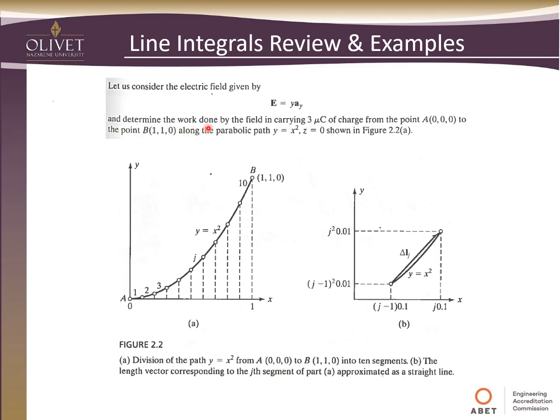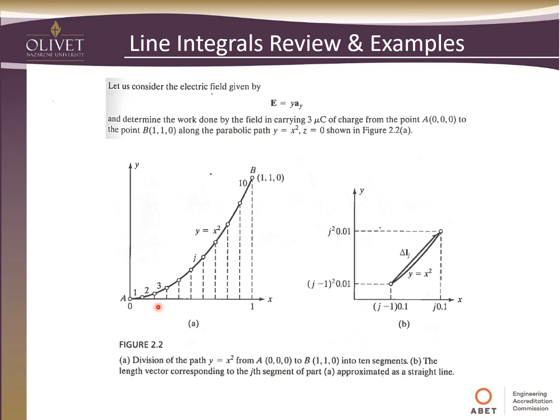So we want to determine the work done by the field in carrying a charge. Now our charge is 3 microcoulombs, so 3 times 10 to the minus 6 coulombs of charge. And we want it to go from point A, which is down here, 0, 0, 0, our origin, to point B, which is up here, 1, 1, 0. And we want it to travel along the path y equals x squared, so it's going along this parabolic path. It's not going in a straight line. Again, we're following this curved parabolic path shown in 2.2.